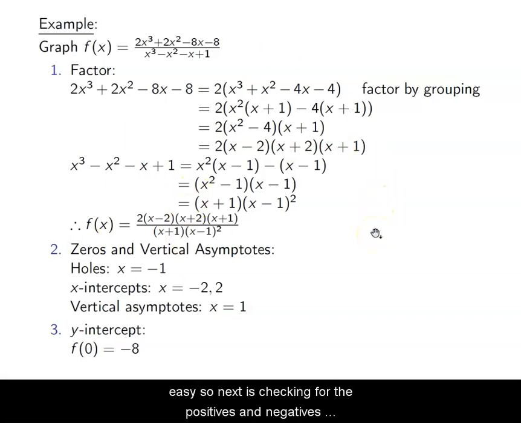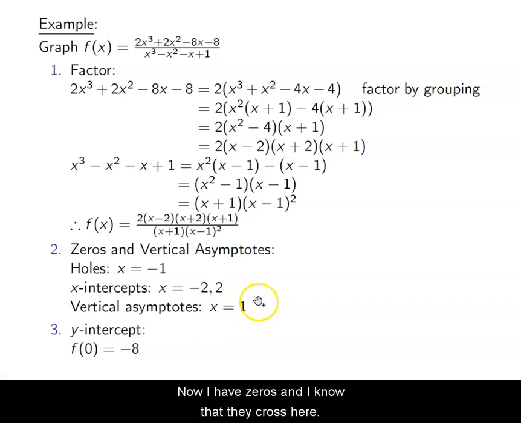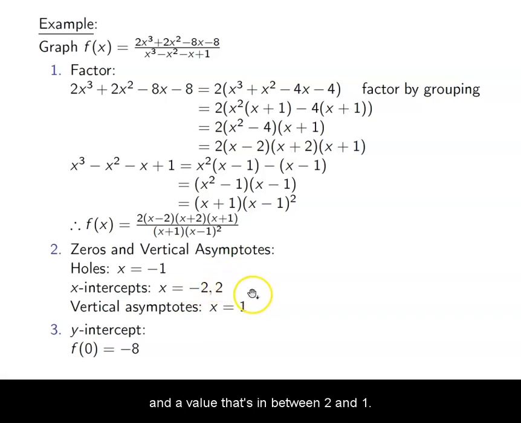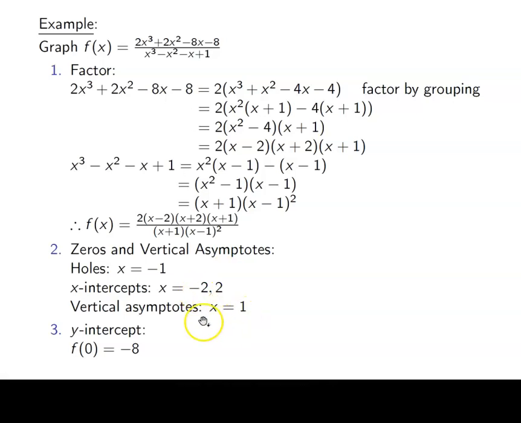Next is checking for the positives and negatives between my vertical asymptotes, okay? My vertical asymptote. I want to know what happens as I approach x from the left and from the right. The nice thing here is there's only one. I only have to look on one side of both, right? On the left side and on the right side. Now I have zeros and I know that they cross here. So I want to look at values that are in between -2 and 1, and a value that's in between 1 and 2. So the nice thing is I already have a value between -2 and 1, 0.